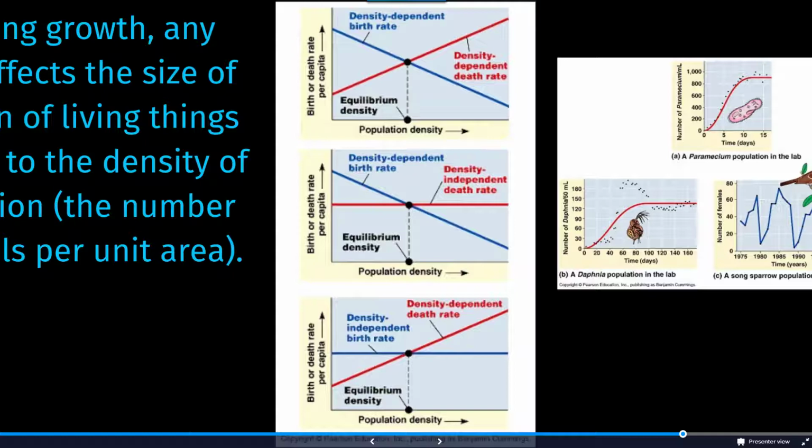So in the top example, we have population density along the x-axis and the birth or death rate per capita in the y-axis. And in this particular one, we have a density-dependent birth rate that decreases over time and a density-dependent death rate that increases per time. So you might have a shift in the way in which these different birth and death rates occur, which is going to be responsible for how dramatic the change is in the population size.